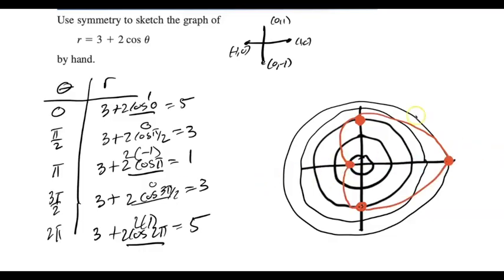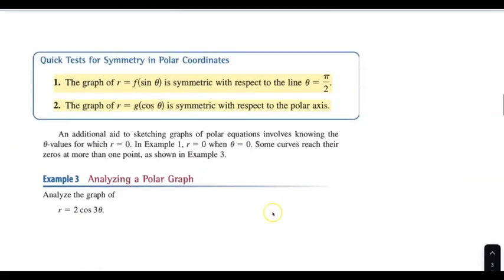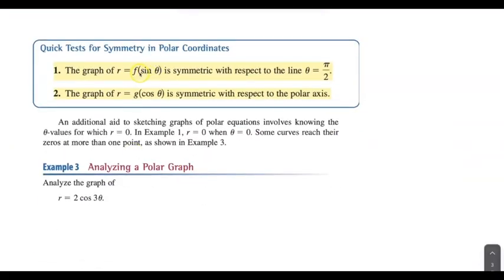Now, I'd feel better if I had a little more points. I probably should have pi over 4 in both ways to make sure it looks like that. Now, if you want a quick test for symmetry, if the main part of the function is a sine, it's probably going to be symmetric with respect to pi over 2. And if the graph has a cosine, it's probably symmetric with respect to the polar axis, the one we just did.